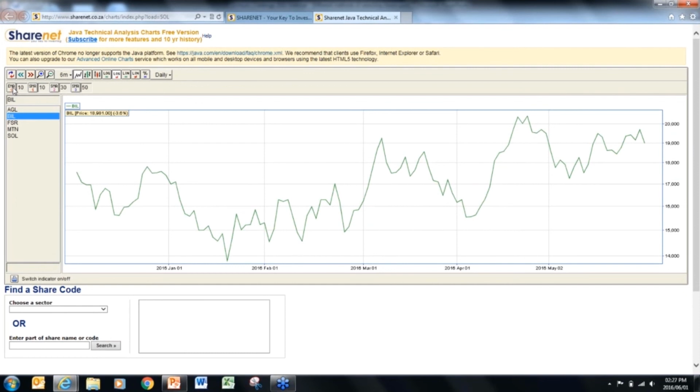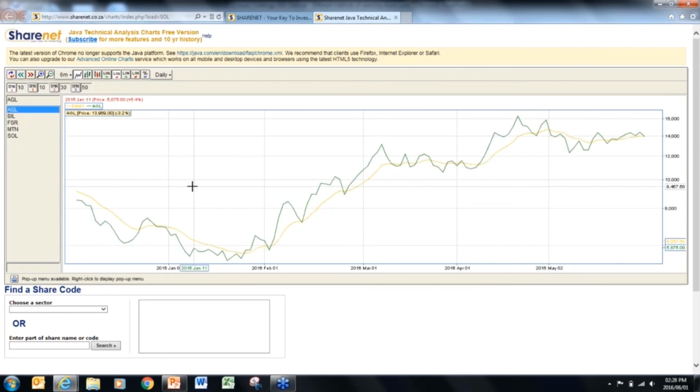Again, this is where you've got to be careful: this is a lagging indicator. And what happens with a lagging indicator is that it basically gives you a signal, but it gives you a delayed signal, which can be a problem.